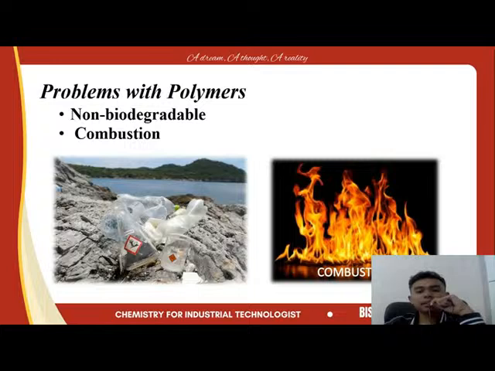Waste polymers can be incinerated actually. Okay? This involves combustion at a very high temperature. Incineration releases a lot of energy which can be used to heat homes or to generate electricity.